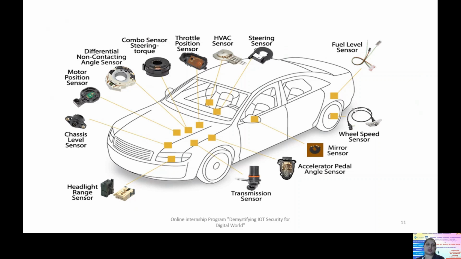We can use a combo sensor, steering torque. We can use steering sensors. We can use a wheel speed sensor. We can use mirror sensors. We can use an accelerator pedal angle sensor. We can use the transmission sensors. We can use the headlight range sensor.